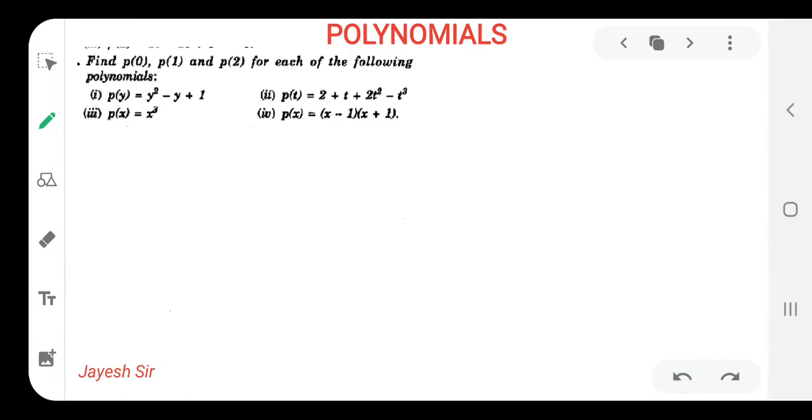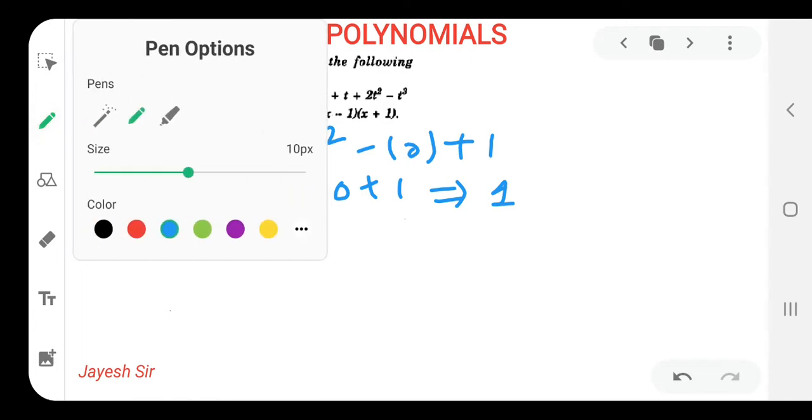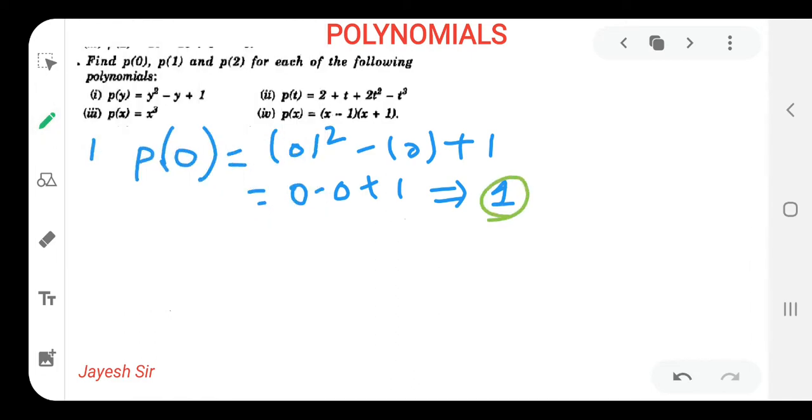Now let's solve our first sum. P(y), instead of y I am directly writing 0. 0 square minus 0 plus 1. 0 minus 0 plus 1. So our answer would be 1. I hope you all have understood it properly. So our answer for p(0), p having the value 0, is 1.